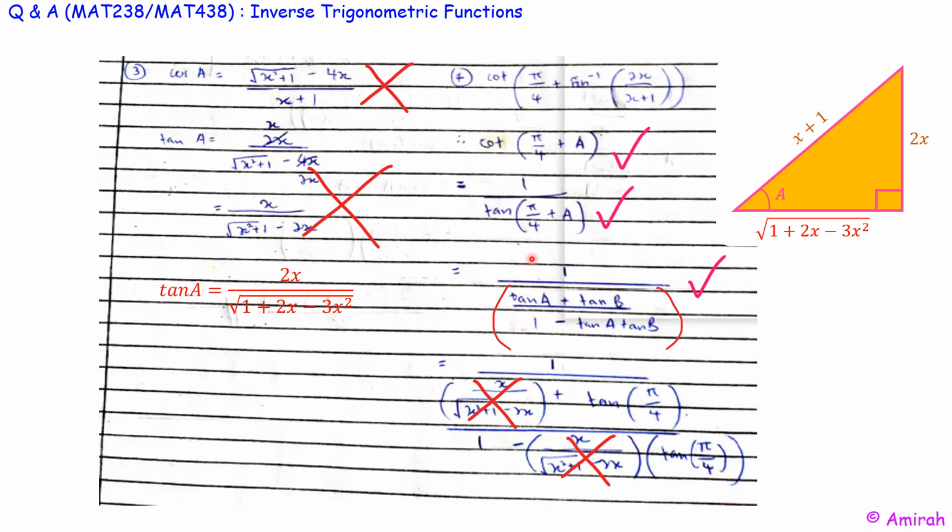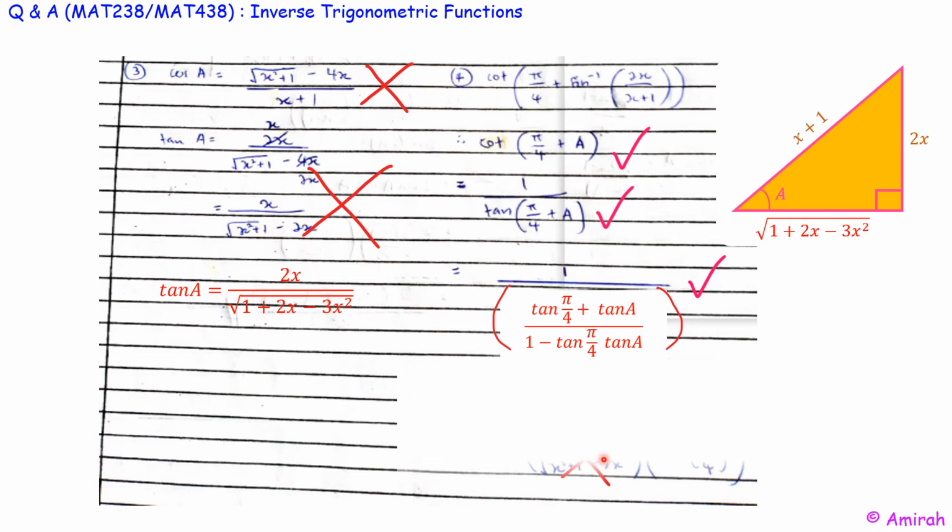Right. And then, A is pi over 4. B is A. So, better we write like this. Tangent pi over 4 plus tangent A over 1 minus tangent pi over 4 tangent A. Alright. And then sampai sini yang ni tadi salah. So, saya tutup yang salah tadi.